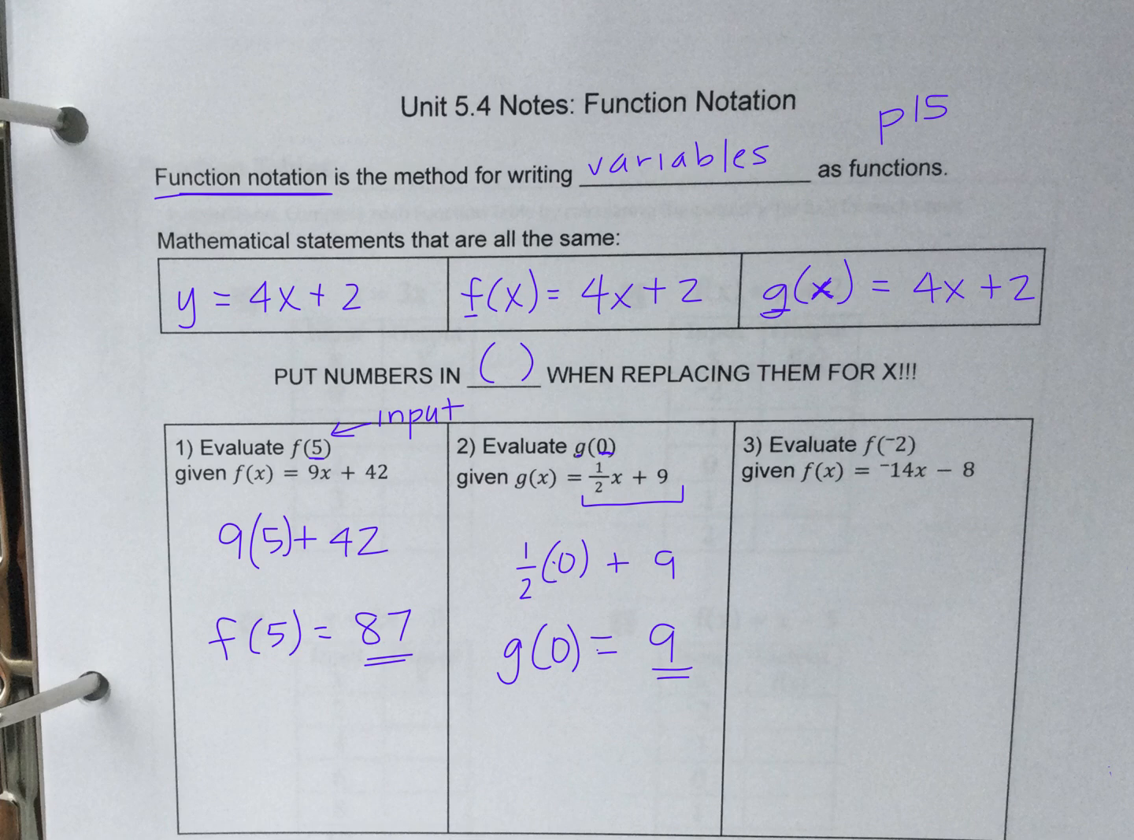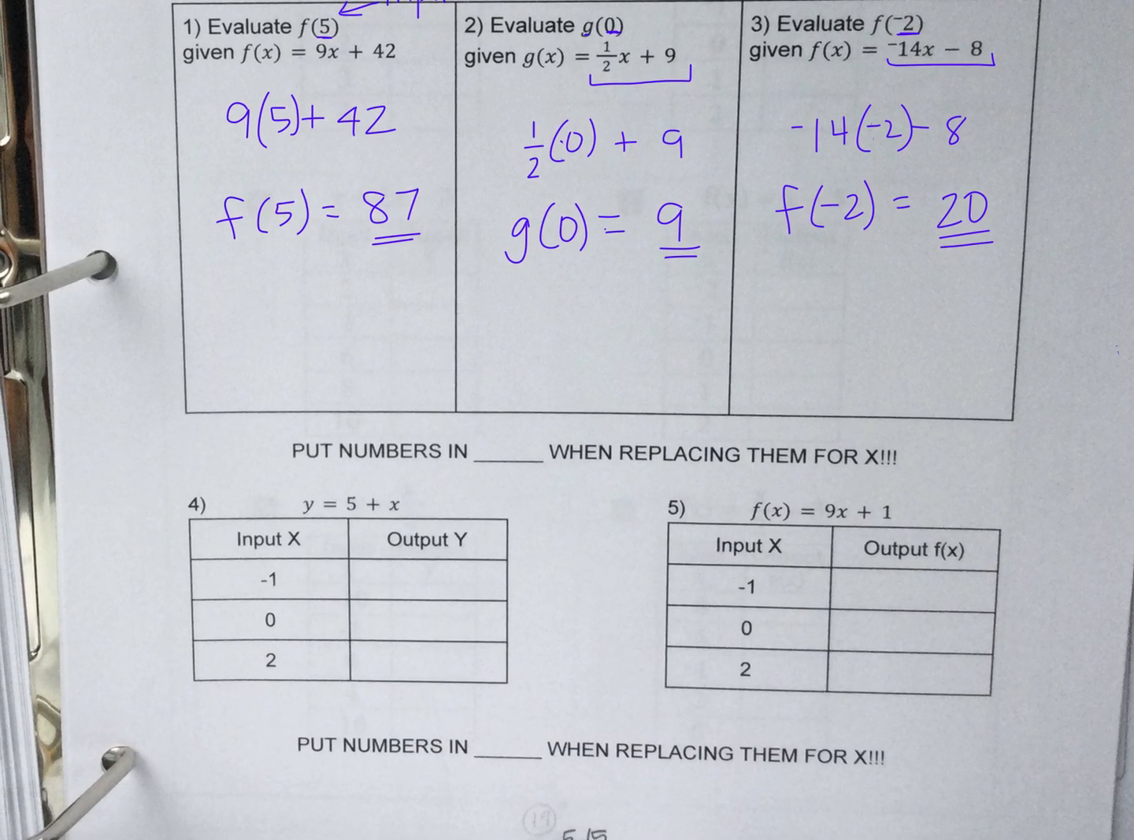All right, this is when it's super duper important to use parentheses. So the input here is a -2. So I'm going to write my problem, negative 14x minus 8. So when I make my input a -2 in parentheses and type that in my calculator, the function with my input -2 is 20. Okay, so we're just plugging in these numbers.